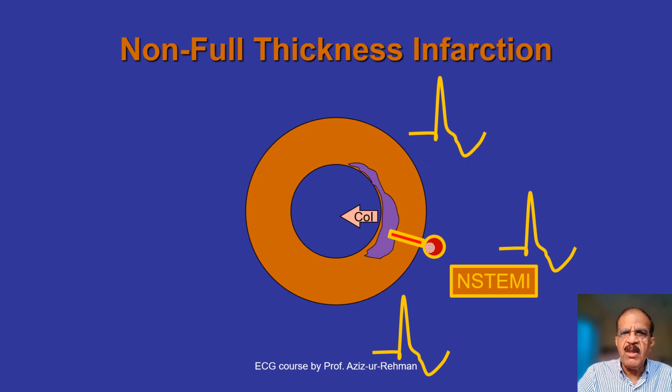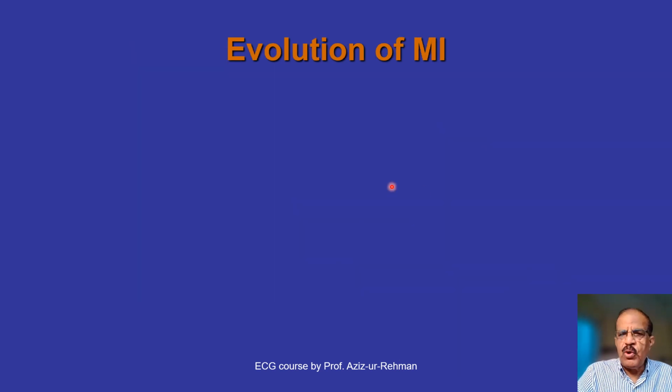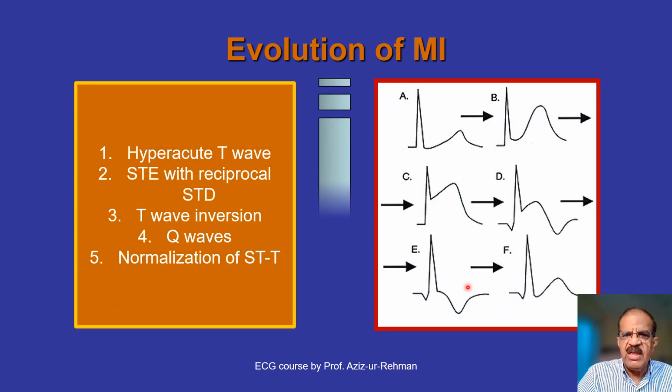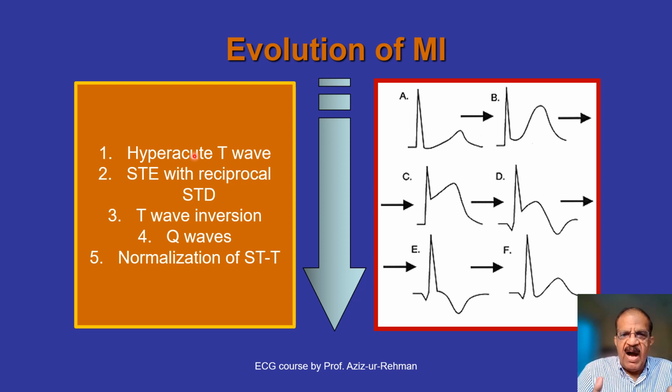So now we proceed further. Evolution of infarction. This is how infarction develops. These are the changes. First change is hyperacute T wave in those leads which represent the area infarct. This change is very fast. It occurs, it comes and then goes.